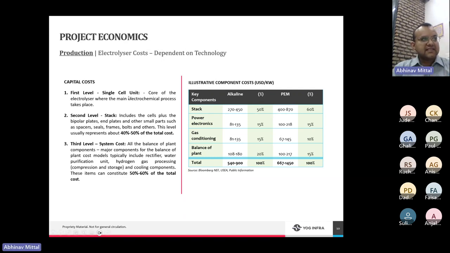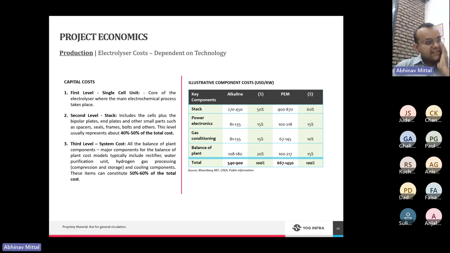So the first level is a single unit, which is the core of the electrochemical process. I have tried to explain it in very simple terms. Of course, the technicalities can be quite complex when you start reading about it, but broadly you need to take care of these. First level is single unit. The second level is a stack. This is the major component, 270 to 450 range for alkaline and 400 to 870 for PEM. This contributes 50 to 60% of the total electrolyzer cost. And then the third level is the system cost. That includes all the other things like electronics, gas conditioning, balance of plant, etc.